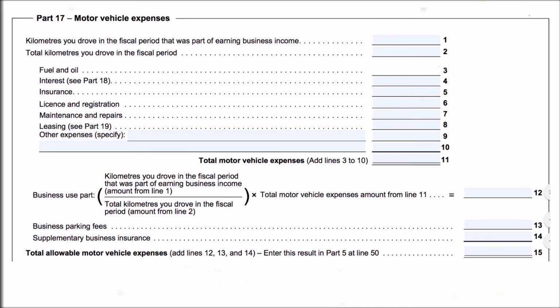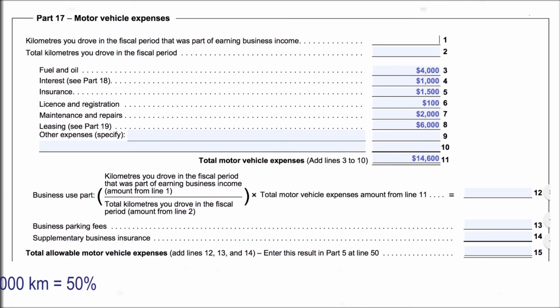Fuel and oil, $4,000. Interest on her car loan, $1,000. Insurance, $1,500. License and registration, $100. Maintenance and repairs, $2,000. Lease payments, $6,000. Her total vehicle expenses for the year come to $14,600.